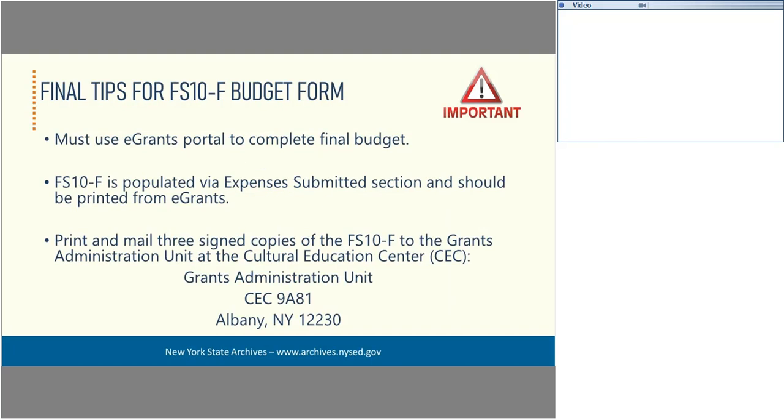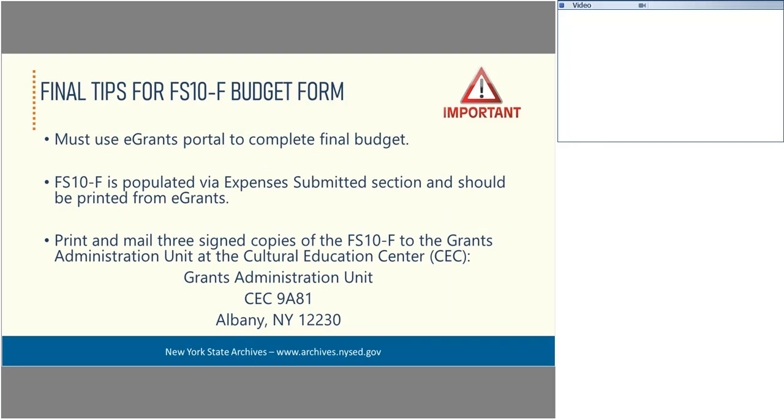So now that you've seen a little preview of what it looks like when you report your project expenses and produce your FS10F budget form, let's do a brief review. You must use the eGrants portal to complete your final budget. Any FS10F form submitted to us from outside eGrants will result in a request by our unit to please complete the reporting in the online system.